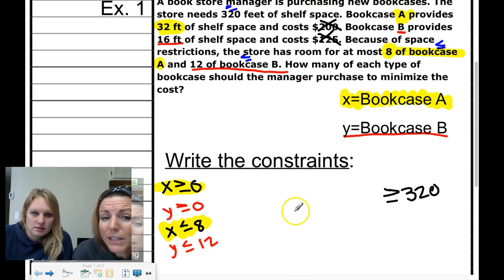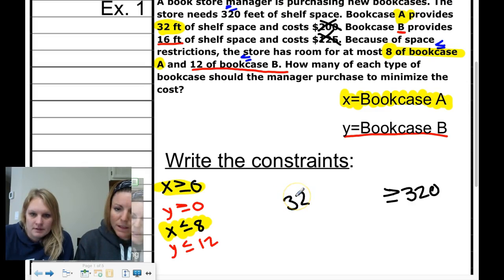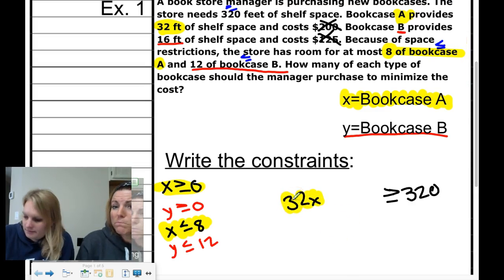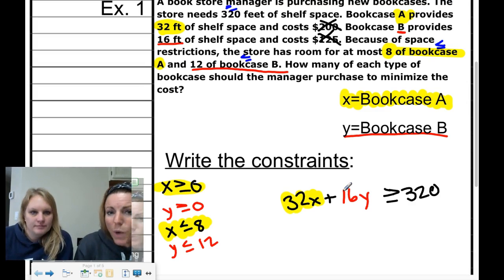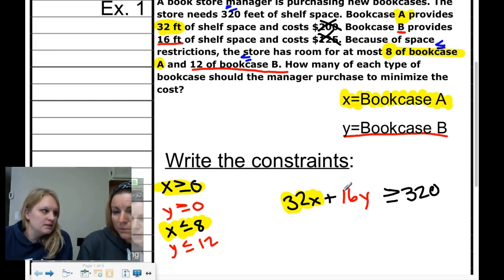So bookcase A provides 32 feet of shelf space, so we have to take 32 times X, because that's bookshelf A. Plus bookshelf B takes up 16 feet of shelf space, so that would be 16 times Y. The reason we're saying 32 times X and 16 times Y is because each bookcase A takes up 32 feet. So if we have 5, you've got to take 32 times 5. And each bookcase B takes up 16 feet. So one bookcase takes up 16 feet. That makes sense. Are we good?